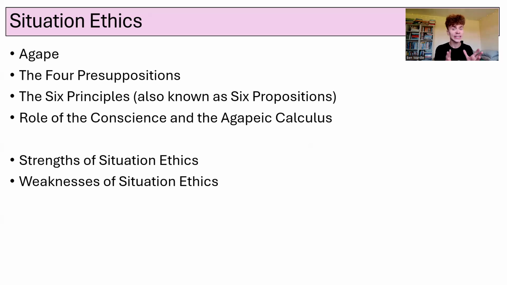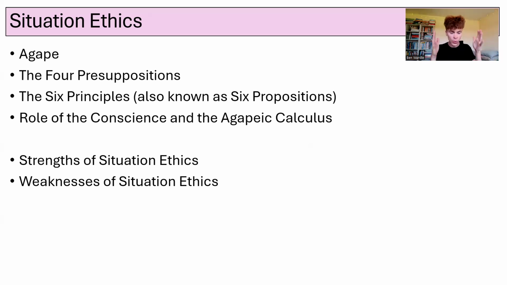He had a really interesting take on what the conscience is. He saw it as a verb rather than a noun. So it is something that we do rather than something that we have. And then this is a great chance for us to talk about his agapeic calculus, because he saw conscience as the label given to our attempts to make moral decisions.